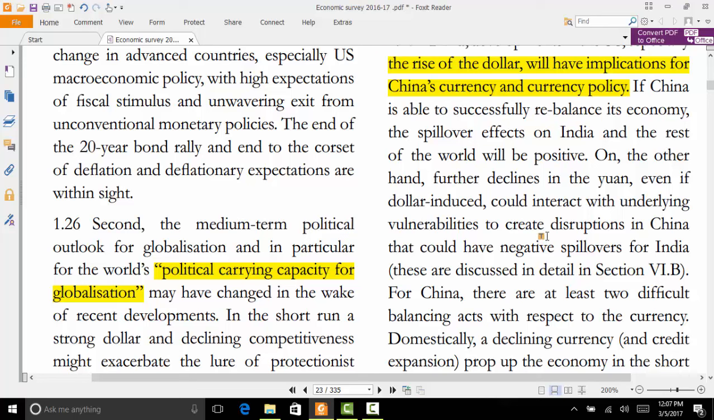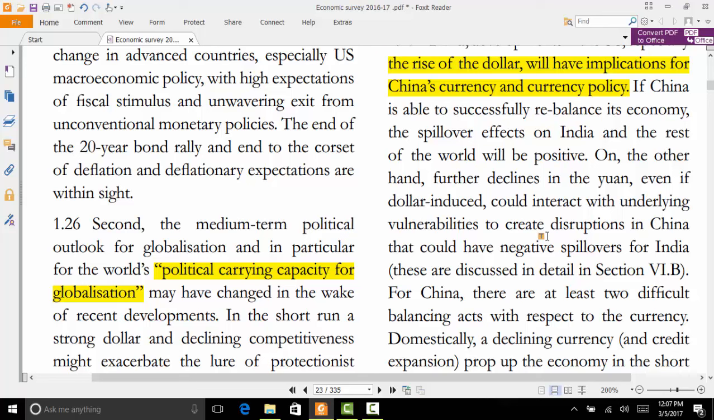In the short run, if the Chinese currency, what is the Chinese currency? Yuan. And what is another name for it? RMB. Even this question has been asked, I think in 2016. It was included into the IMF reserve currency basket. So in the short run, if the Chinese currency yuan declines, depreciates with respect to the dollar, the Chinese economy can get a benefit from it.